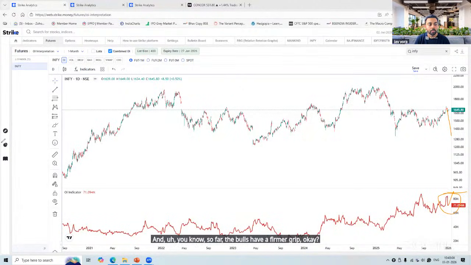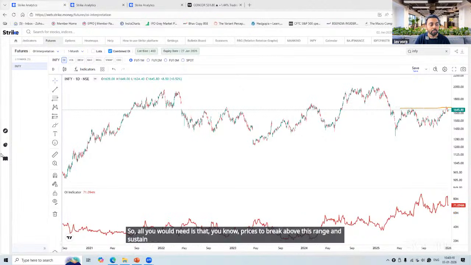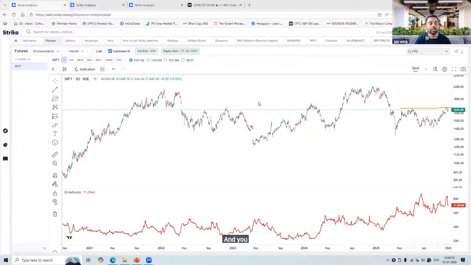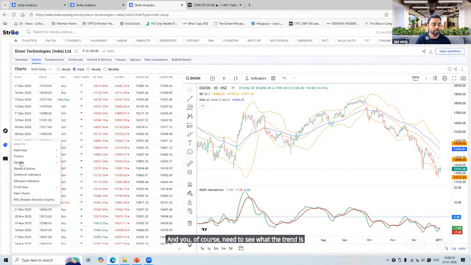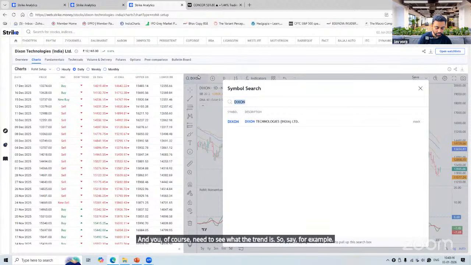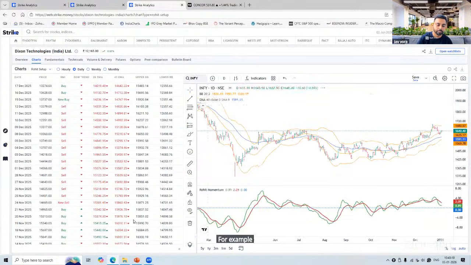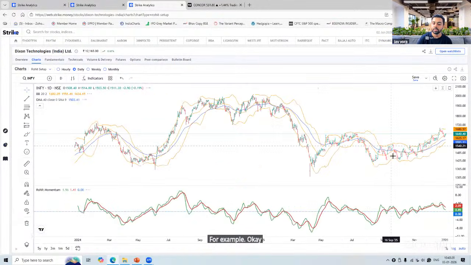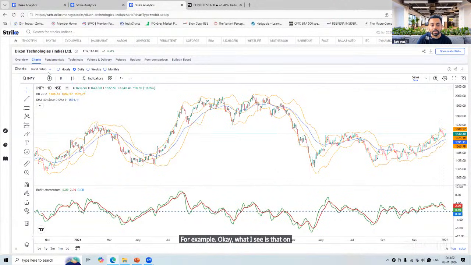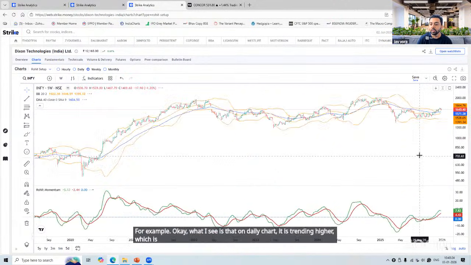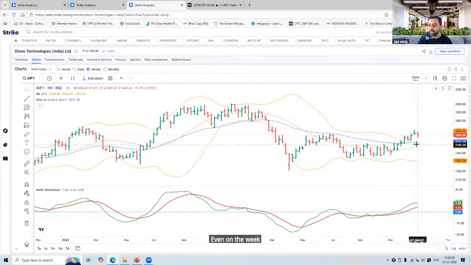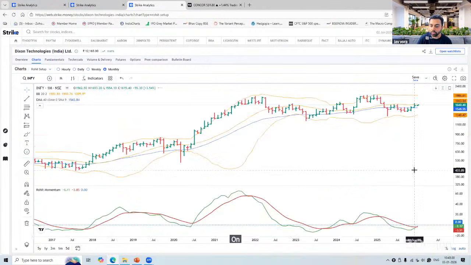All you would need is for prices to break above this range and sustain above it, and of course you need to see what the trend is. So say for example, if I do Infy, what I see is that on the daily chart it is trending higher, which is a good sign. Even on the weekly it is above the averages, so this is again a good sign. On monthly I am not sure what is the case.